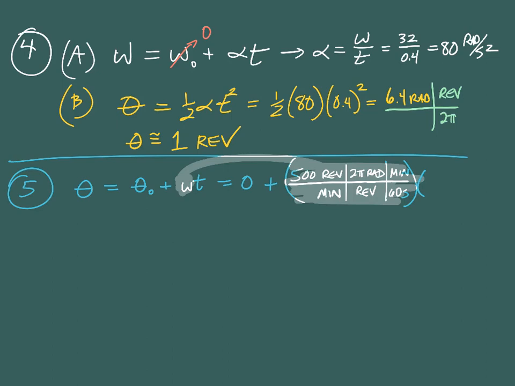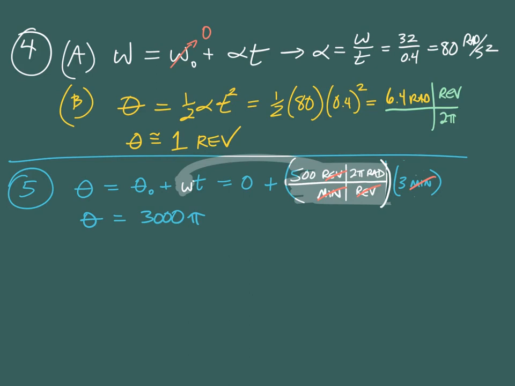Let's do this. I'm going to erase this last part here. Hopefully you're not writing in pen. Because then I can just let the minutes drop out. So minutes drop out here, revs drop out. That way when I compute this, theta ends up being 3,000 pi. That's a lot of pi.